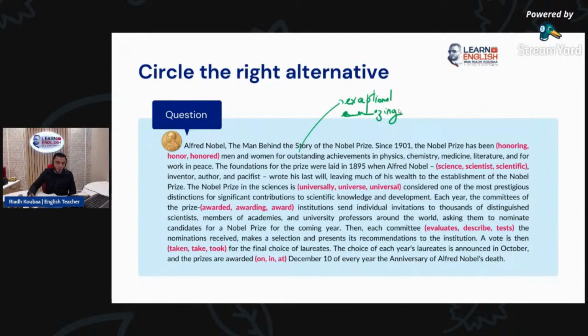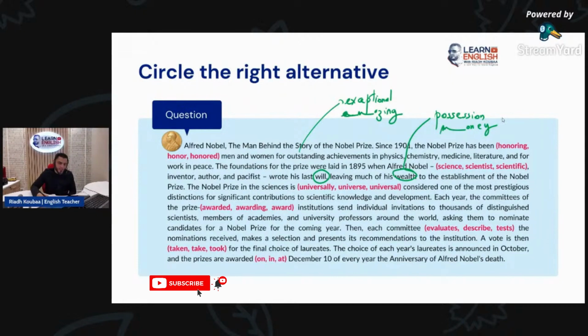The foundations for the prize were laid in 1895 when Alfred Nobel, scientist, inventor, author, and pacifist. So while reading, try to think about the answers, and as usual, write them in the comment section below to read some of them. So Alfred Nobel wrote his last will. The will is the document that we write before our death. So, for example, you write something about your possessions, about your wealth in a letter, and this is a legal document. So it's called a will. So Alfred Nobel, before his death, wrote his will, a legal document, leaving much of his wealth, his possessions, his money, to the establishment of the Nobel Prize.